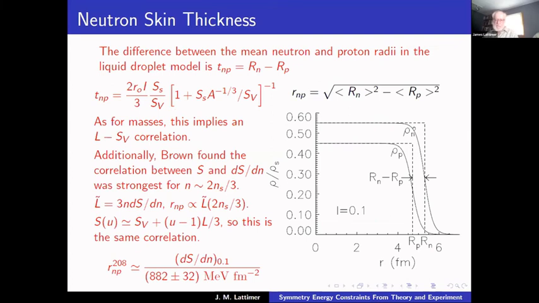So the difference between the mean neutron and proton radii, according to the liquid droplet model, is directly proportional to SS over SV. We see that this has a high degree of correlation with L. And in fact, Brown found a while ago that the correlation between the neutron skin and the symmetry energy was most simply stated in terms of a direct proportionality between the neutron skin and the derivative of the energy, which we can write as this L twiddle parameter function. So L is the value of L twiddle at the saturation density.